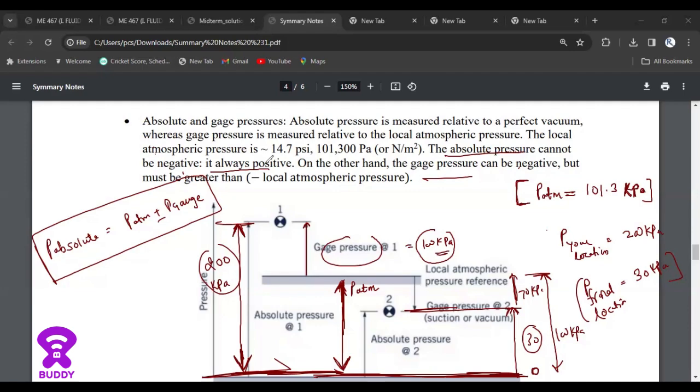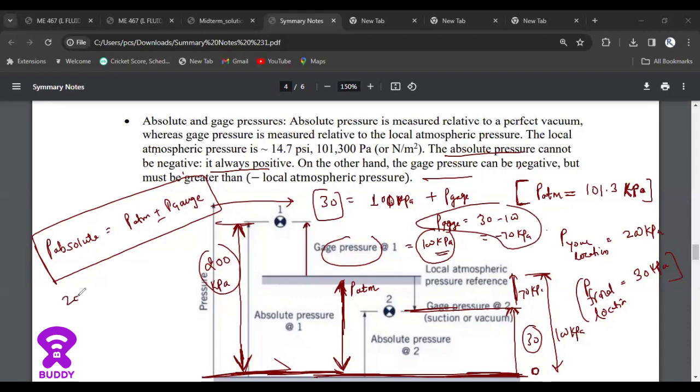I got the idea, but can you repeat the gauge pressure being positive and negative? Suppose in your friend's location, 30 kilopascal is the absolute pressure. From this formula, atmospheric pressure is 100 kilopascal. Then what is the value of the gauge pressure? Not 100 minus 30, but 30 minus 100. It's minus 70 kilopascal.